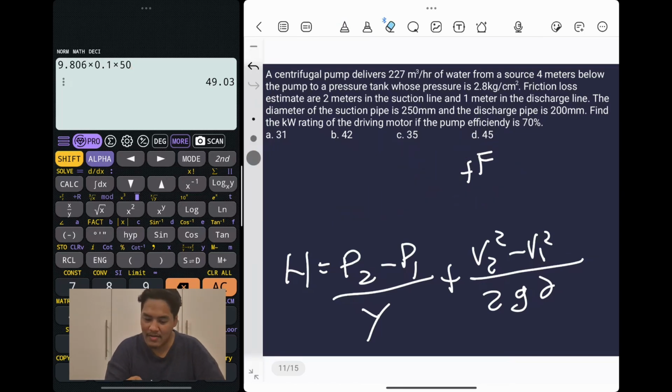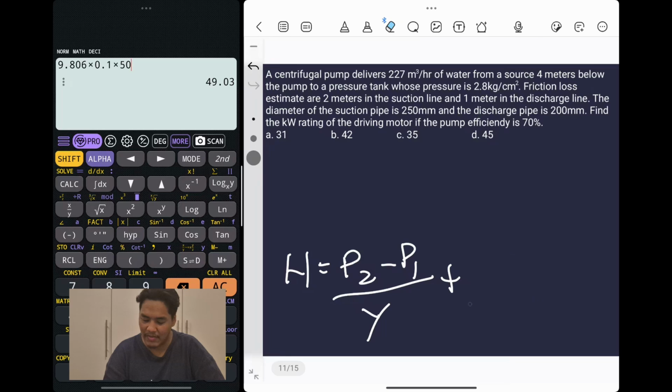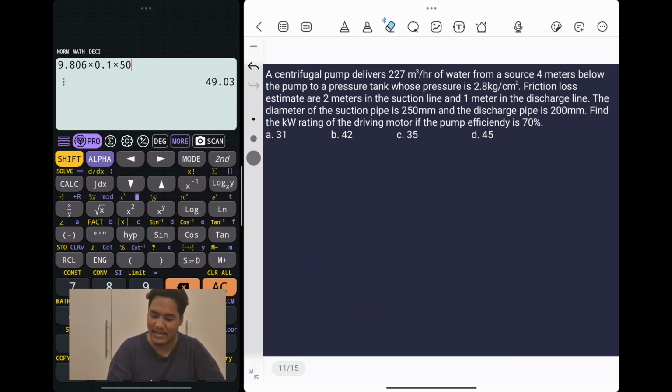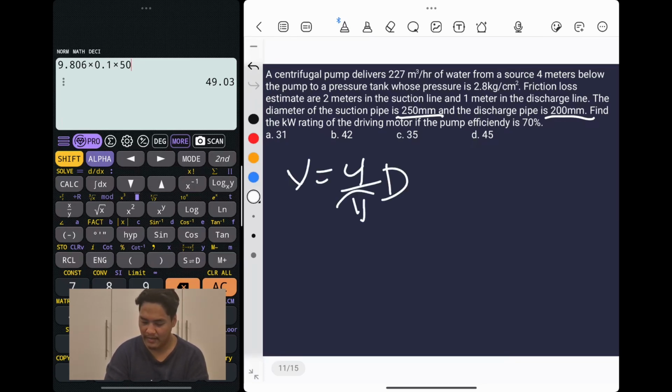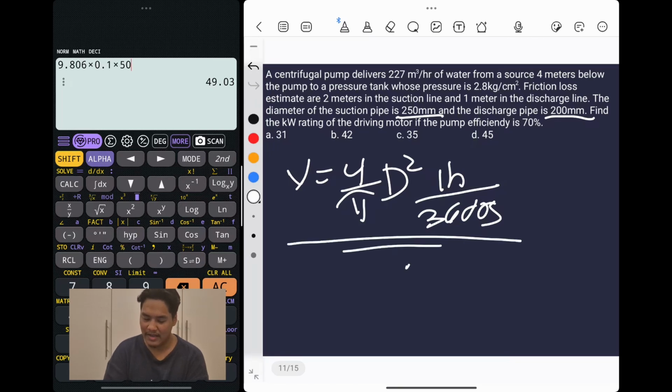So, ang una natin kailangan kunin dito is kailangan natin kunin yung head. Eh, wala tayong volumetric, wala tayong velocity, kumbaga. Pero binigay sa atin ang diameter ng pipe sa inlet at outlet, which is this and this. So, given this, ico-convert natin siya muna into meters. Then, ang formula lang niya is same lang din. V is equals to 4Q over pi d squared times 1 hour over 3600 seconds para may seconds lang siya. So, same formula lang yung gagamitin natin.